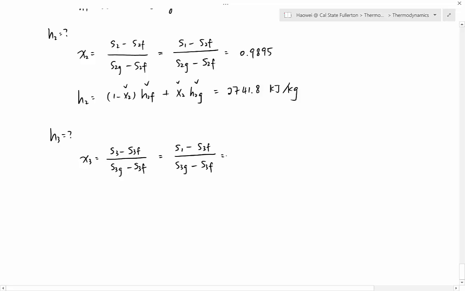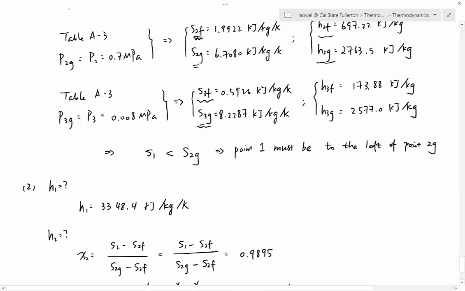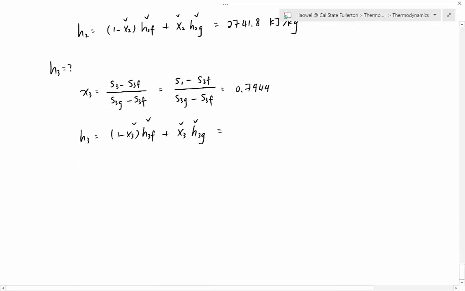So what you do here is just plug and chug. Solution for x3 is 0.7944. And then finally, you can look for h3. The equation is the same as before: 1 minus x3 times h3f plus x3 times h3g. And we have every one of them. We found h3f and h3g right here from the table earlier. So now plug and chug. Our solution for h3 is 2082.9 kilojoule per kilogram. So that is H3.